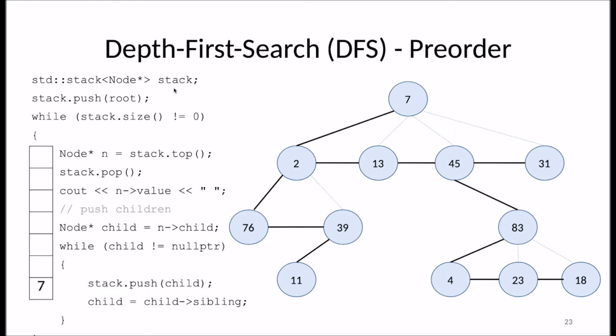Initially I create a stack of node pointers and I push the root onto the stack. This is my starting point. Then I continue this iteration as long as the stack is not empty. So when the stack size is not 0, I take the top of the stack, which is now 7. You can see the stack here. I pop it off the stack, so that removes 7 from the stack. And then I output 7 to the console. Then I push 7's children onto the stack.